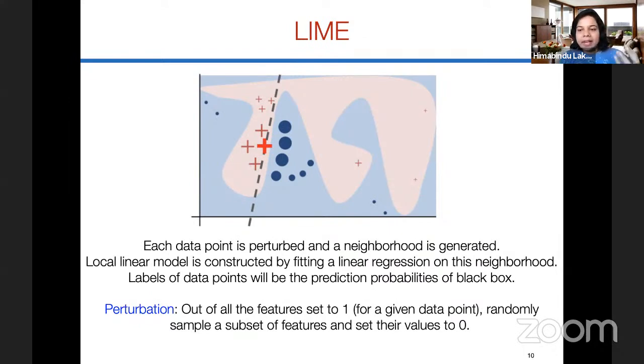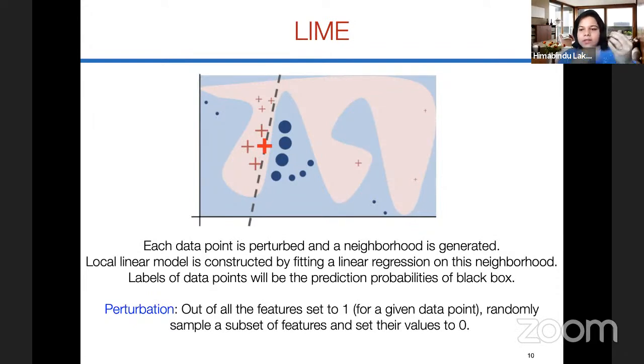So the main idea or intuition behind LIME is that, let's take a data point and let's say we want to explain the rationale behind the prediction of this data point. Okay, so we take the data point, we perturb it slightly, and then generate a bunch of points around this data point, and then we fit a linear model on these surrounding data points, and that linear model will basically explain the local behavior of the underlying complex model. Okay, so that is the intuition, right?